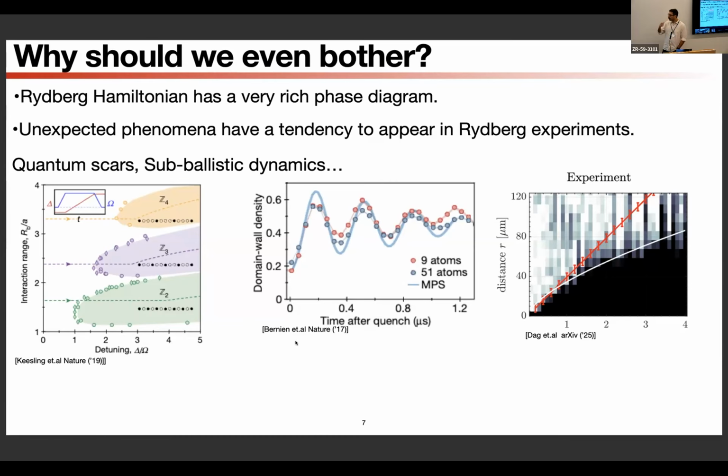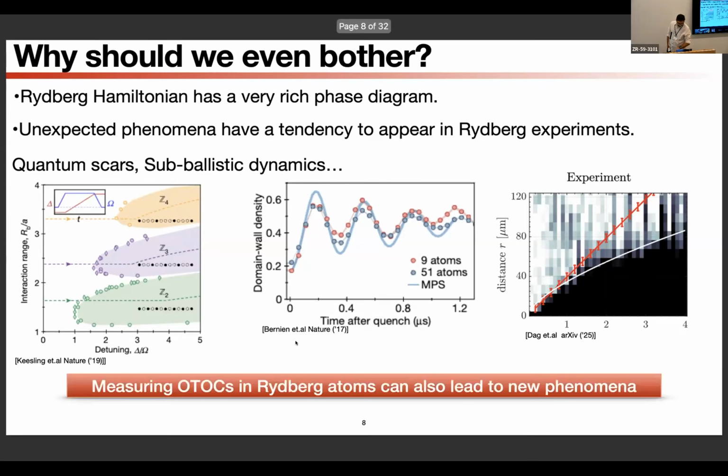The second part is that unexpected phenomena have a tendency to come up in Rydberg experiments, like quantum scars, which were first found experimentally and then became a field of their own now. And then recently, this year, a group showed that if you look into the two-point correlation functions, you actually see some sublinear dynamics in the time evolution of these, where you would expect to see a linear light cone, and then they attribute it to the atomic motion.